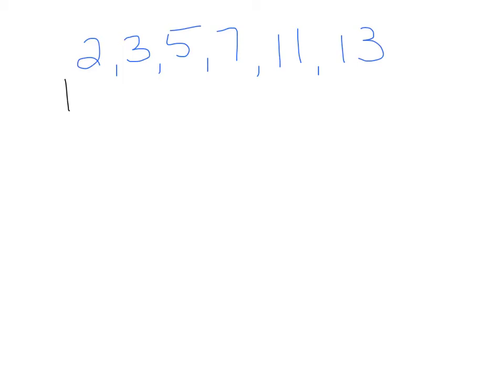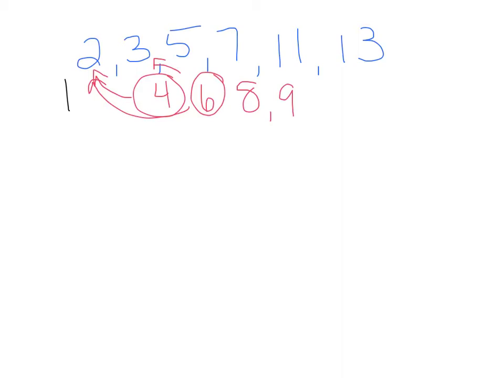It's in simplest form. Well, 4 is not in there because if it's divisible by 4, it's also divisible by 2. However, if you see that it's divisible by 4, by all means, go ahead and do it. 6 is the same thing. It's divisible by both 2 and 3. 8, divisible by 2. 9, divisible by 3. 10, divisible by 2 and 5.